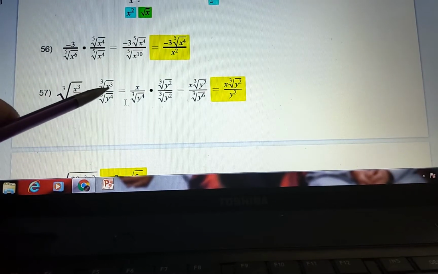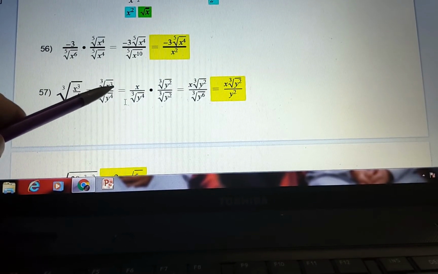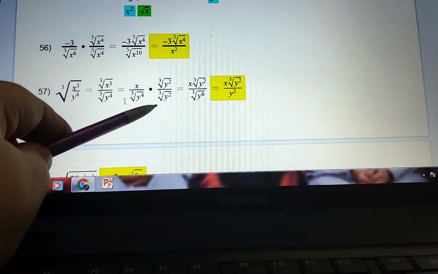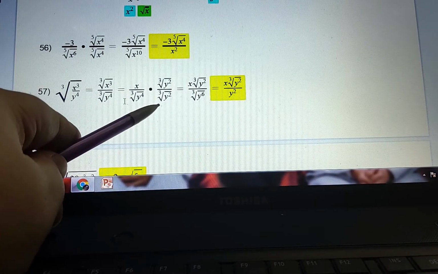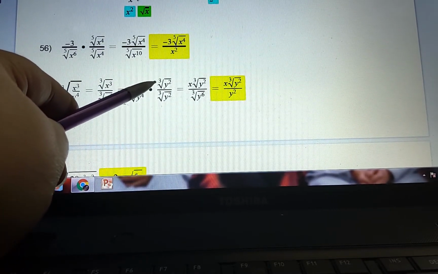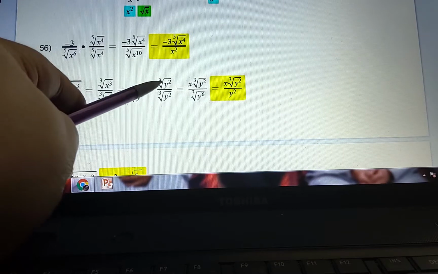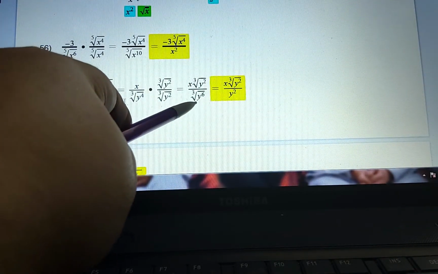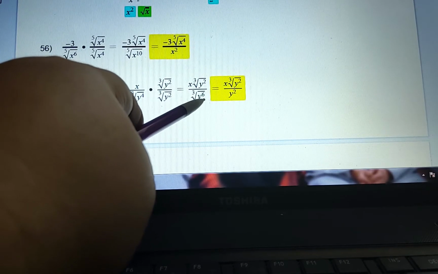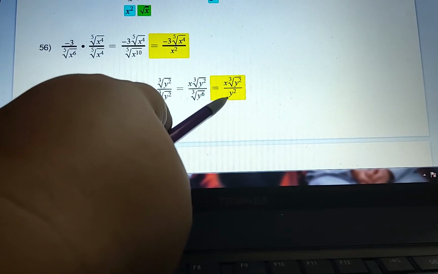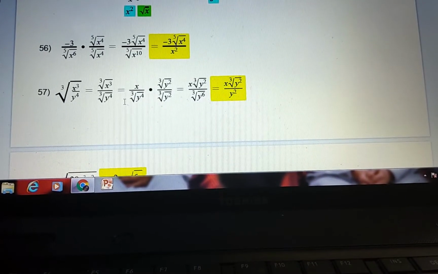Now on my top, I went ahead and simplified this because I know my index and my power cancel out, leaving me with just x. So when I multiply the bottom by the 3rd root of y squared, I have to multiply the top by the 3rd root of y squared. So the top, you just write them next to each other. On the bottom, you get the 3rd root of y to the 6th. Now remember that 6 divided by 3 is 2, and the radical goes away. So now I don't have a radical on the bottom.